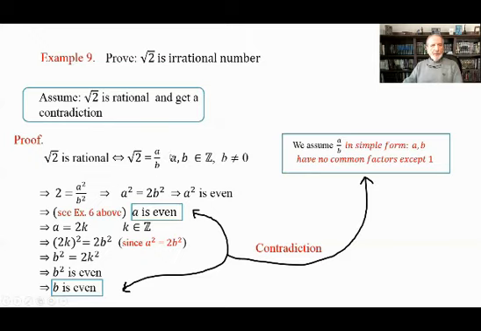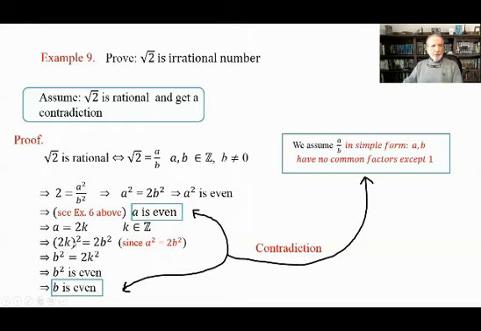I'm going to square both sides. So 2 is equal to a squared over b squared. Then a squared is equal to 2b squared. Then a squared obviously is even, because it's 2 times something. In example 6 above, we proved if a squared is even, then a is even. So now we proved that a is an even number. Okay, a is an even number, then I call a equal to 2k.